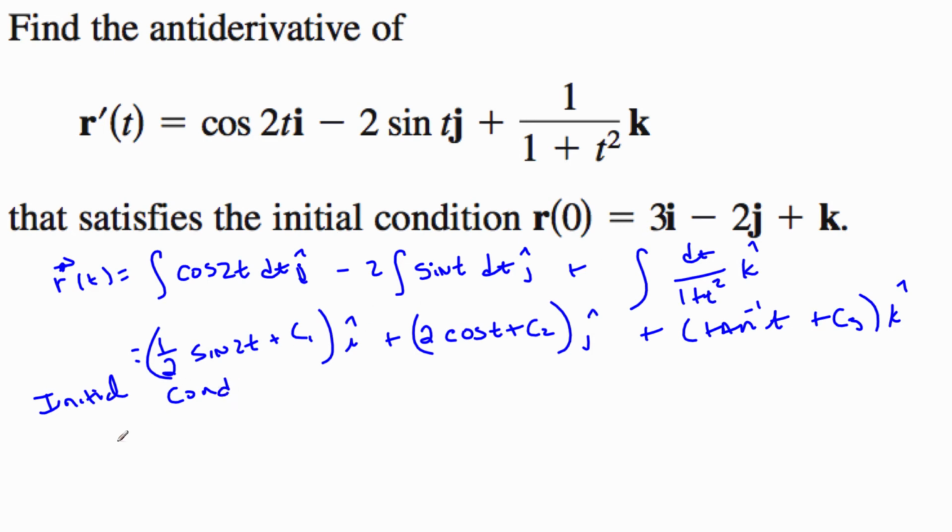So now I want to use my initial condition. And I'm just going to equate these. So when t is 0, the x is 3. So 3 is equal to 1/2 sine of 0 plus c1, so c1 is equal to 3. When t is 0 here, I have negative 2 is 2 cosine of 0 plus c2.